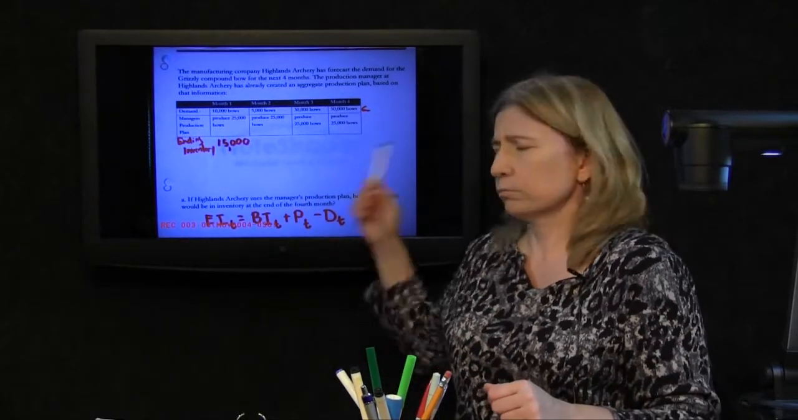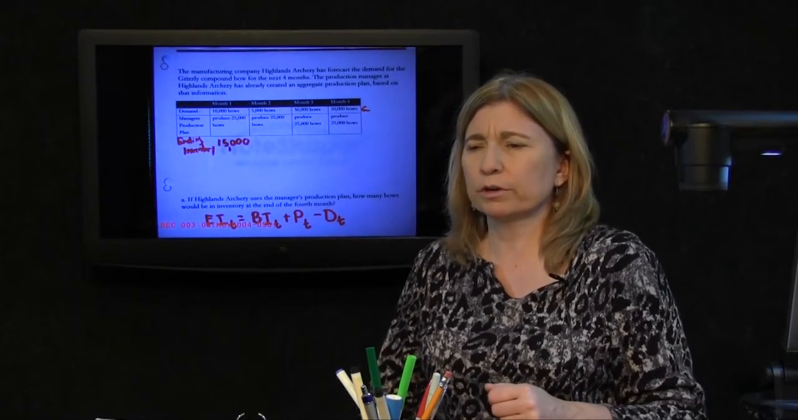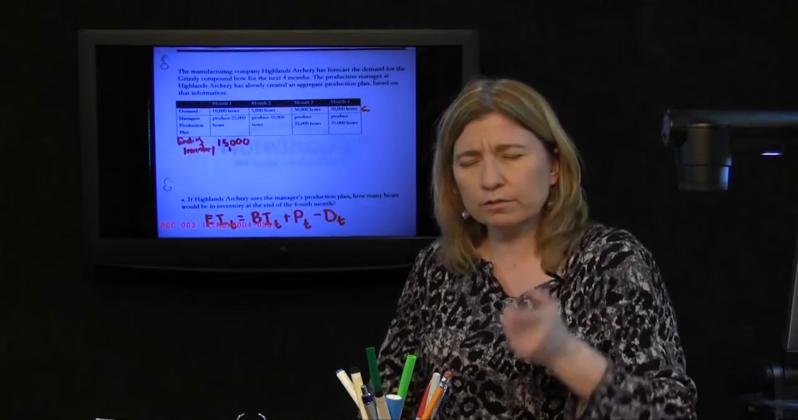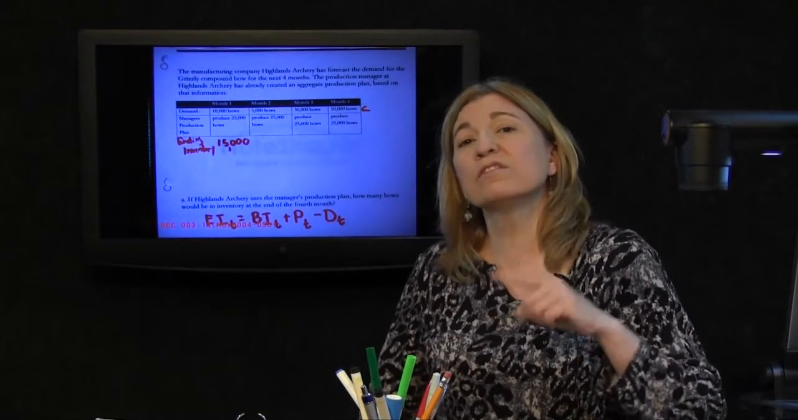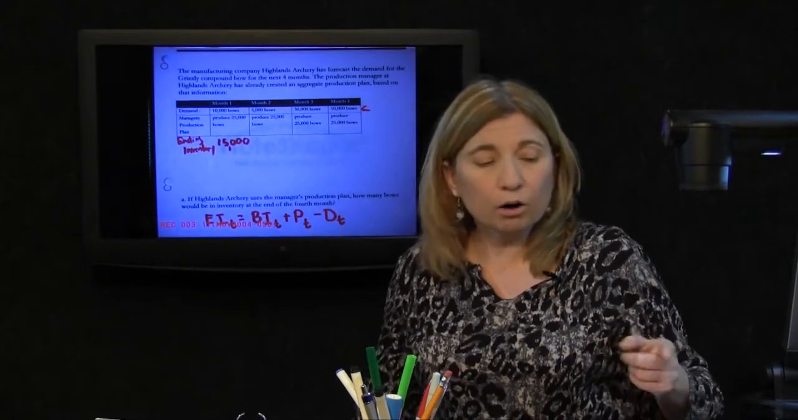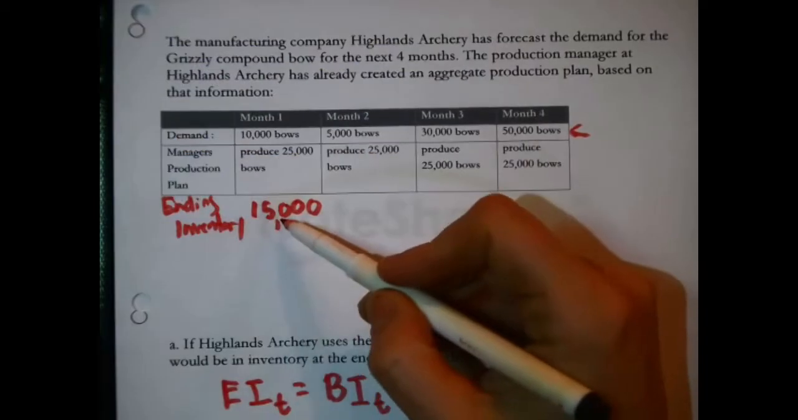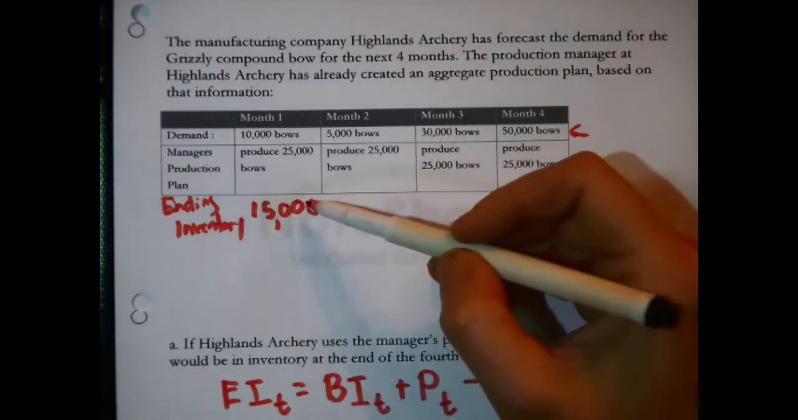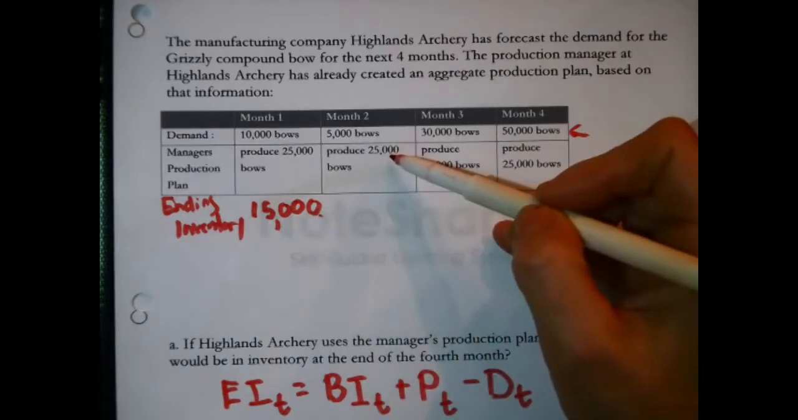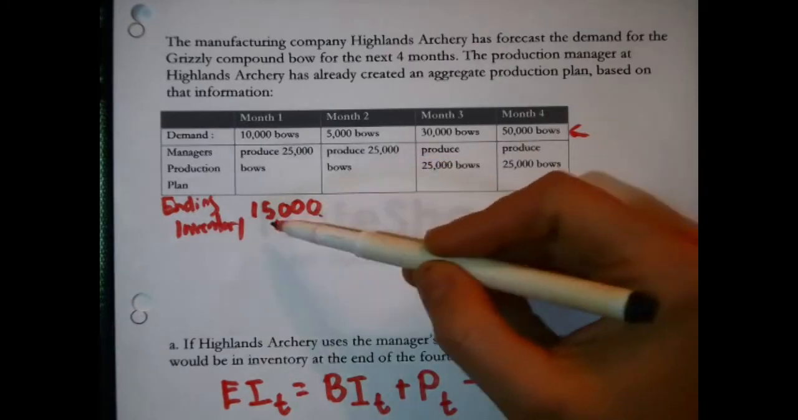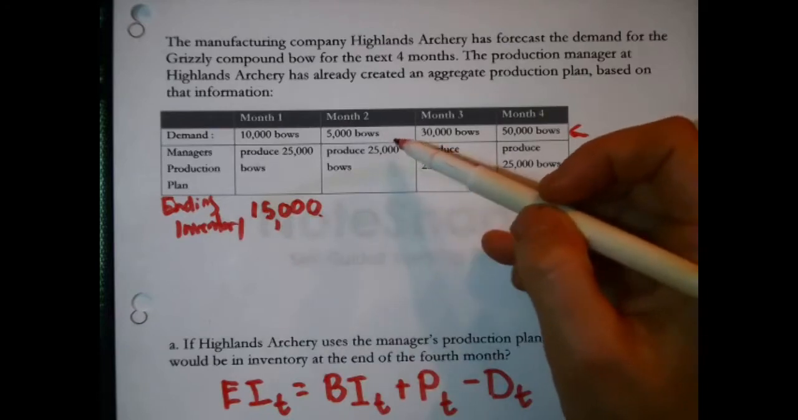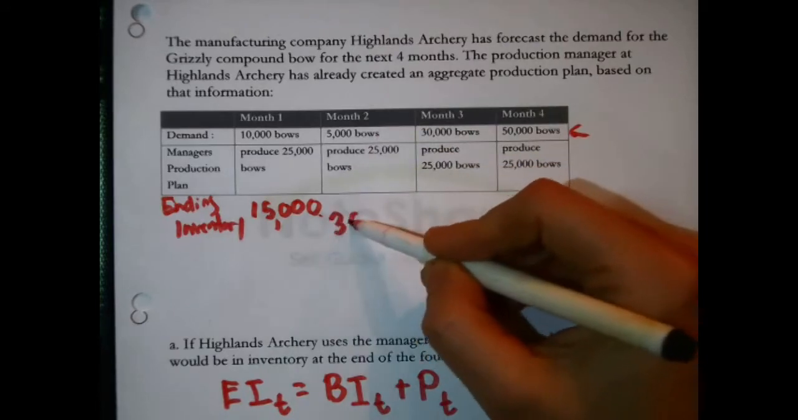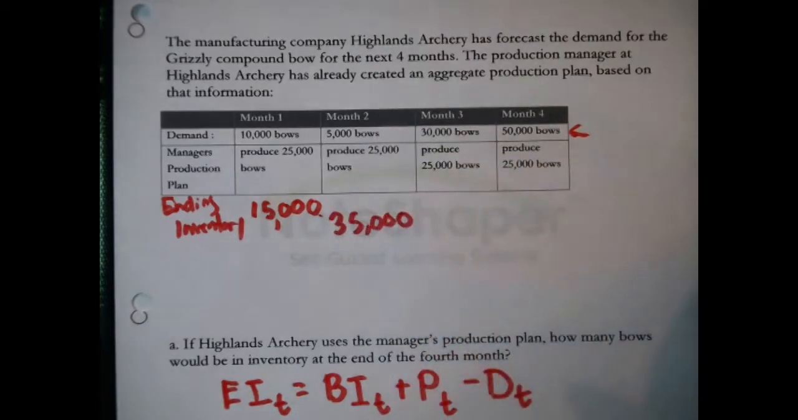Okay, so then what will be the ending inventory for month 2? Well, we look at the equation. It's the beginning inventory for month 2. Where am I supposed to find the beginning inventory for month 2? The beginning inventory for a period is the ending inventory of the period before. There were 15,000 grizzly compound bows left over from the 1st month. Therefore, that's what the 2nd month starts with. This plus this, the 25,000 that were made, that means we're up to 40,000, minus the demand, 5,000. Ending inventory at the end of the 2nd month is going to be 35,000.